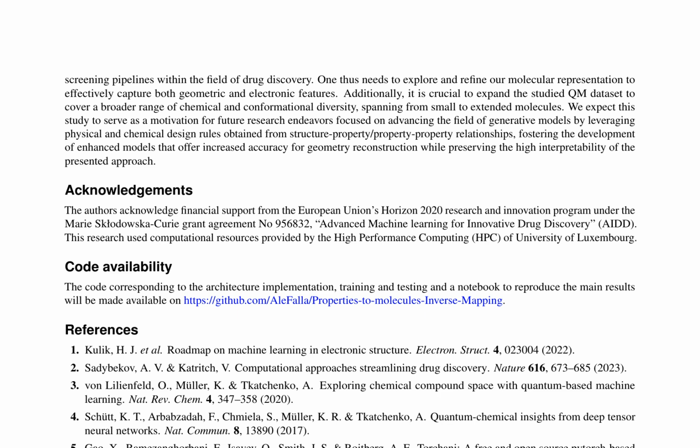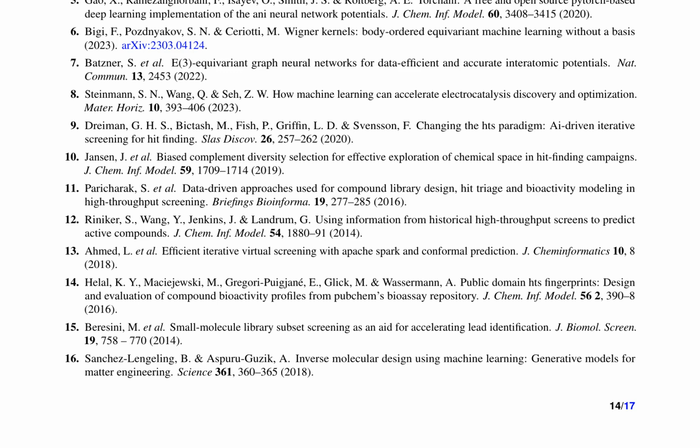The integration of physical and chemical design rules is critical for developing more accurate and interpretable generative models. This approach enables the incorporation of domain knowledge into machine learning models, facilitating the generation of molecules that satisfy specific properties and constraints. By leveraging structure-property relationships, researchers can identify key molecular features that govern specific properties, leading to more targeted and efficient drug discovery pipelines.